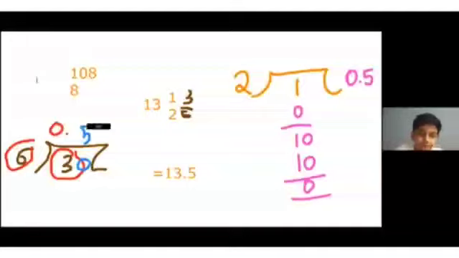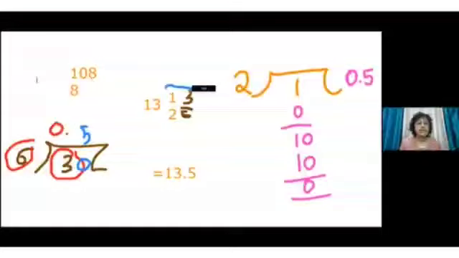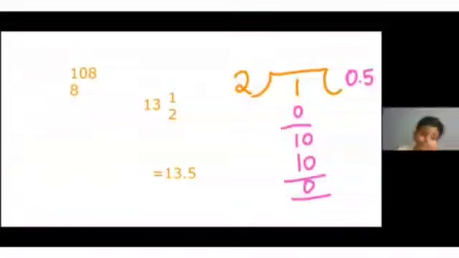So ma'am, I think the reason both the answers are the same here, 13 3 out of 6 and 13 1 out of 2, is because they both are equivalent fractions. Yes, they are equivalent fractions. Oh, okay.